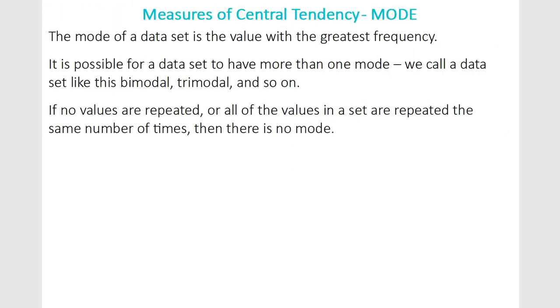All right, so the first measure of central tendency would be your mode. So the mode happens the most. Okay? Mode is the one that happens the most. So you can have more than one mode. That would be bimodal or trimodal if it had 3, and so on.